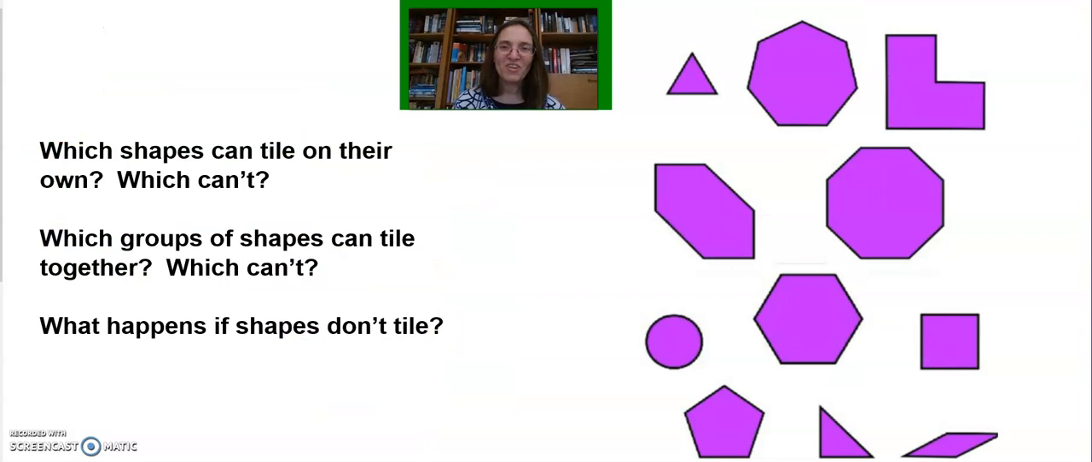Now, you will be using this group of purple shapes that Dr. Bowler and her crew at UCubed have produced for you. And you are invited, as part of this math extension activity, to figure out which shapes can tile on their own and which can't. Okay, so what did I mean there?